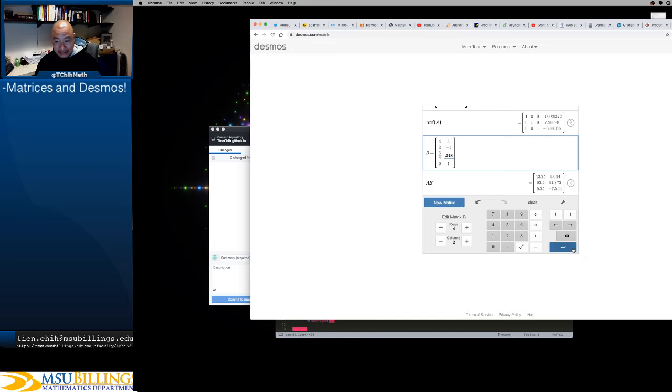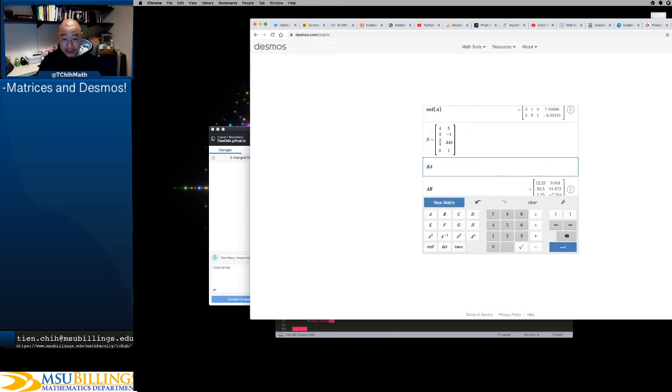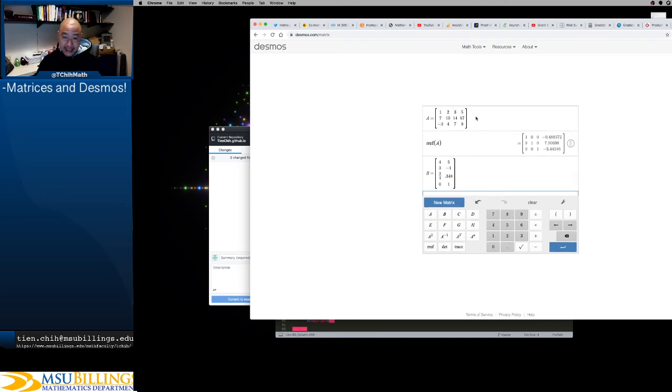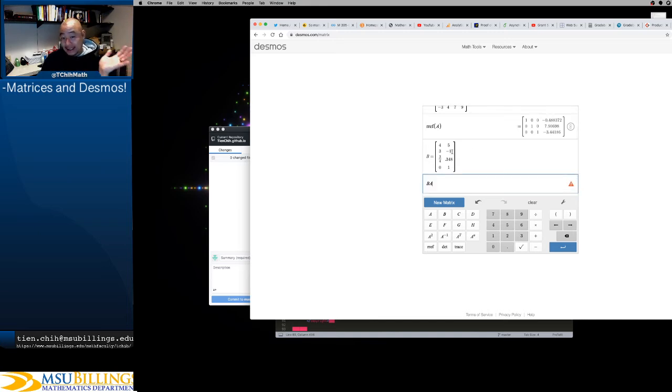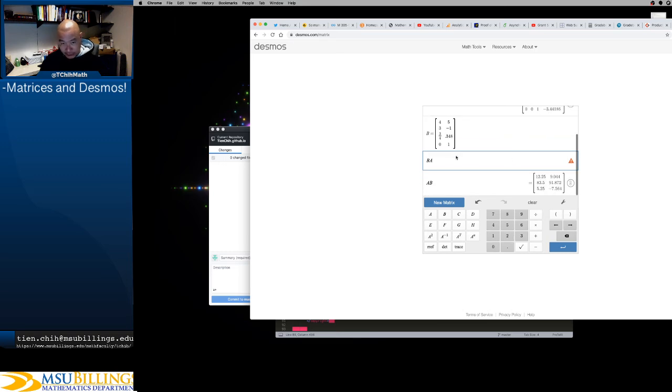And then if I wanted to find out what BA was, it's not defined, right? That's because the dimensions don't match up. B takes a 2-dimensional vector to a 4-dimensional vector, and A takes a 4-dimensional vector to a 3-dimensional vector, and B needs a 4-dimensional input, so that's no good. So, take that away. I can't add them either because they don't match up, right?